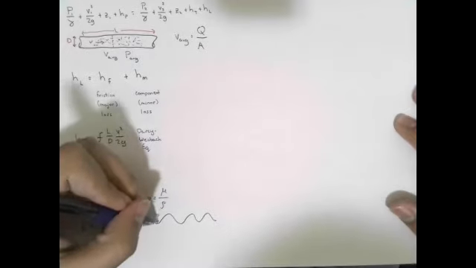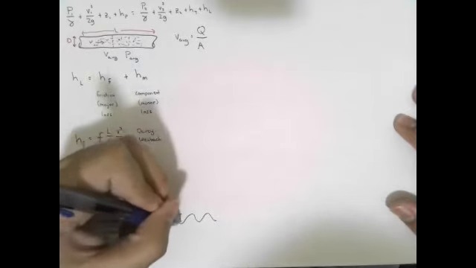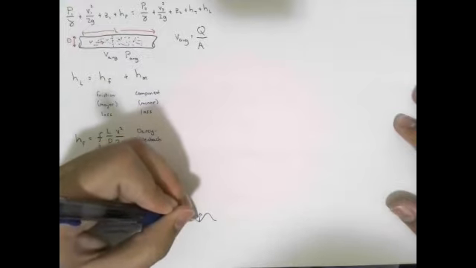Now, this relative roughness term, epsilon over d, essentially represents the ratio of a parameter called the roughness height to the diameter of the pipe. And this roughness height essentially is a measure of the average height of these little ridges that you find if you were to zoom in as much as you can into a pipe.